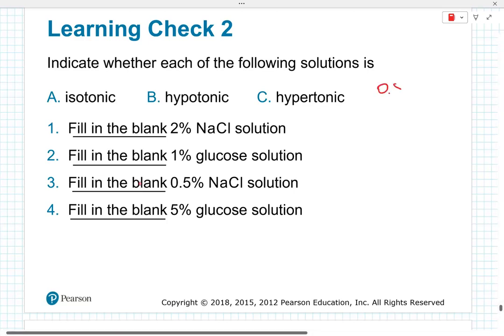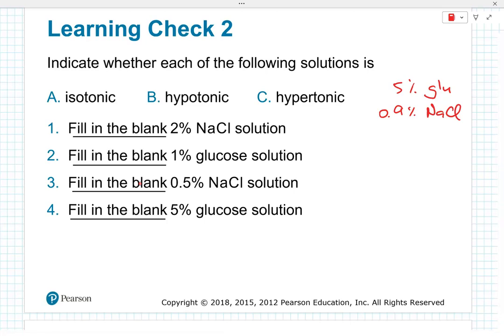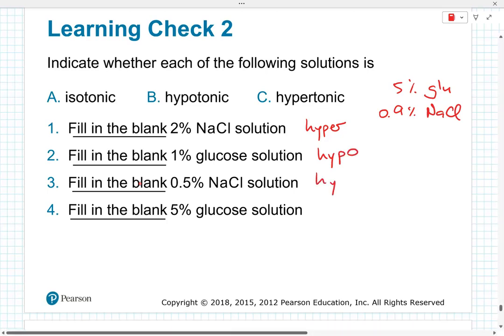Just a quick reminder: 0.5% glucose, 5% glucose, 0.9% sodium chloride. So go. 2% sodium chloride, hypo or hypertonic? Hyper. 1% glucose. 0.5% sodium chloride. 5% glucose. Iso. Yes.